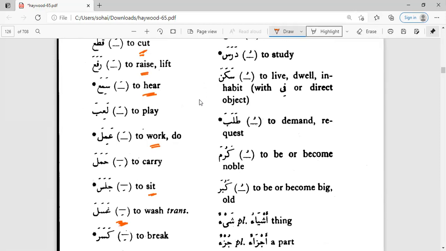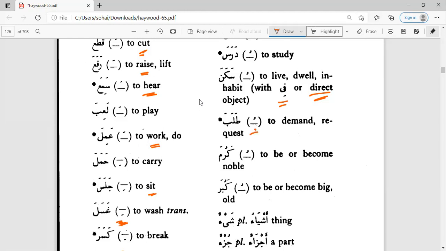So if you want to say, you could either say with fi, or you could use it as a direct object. So you could say askunu fil Saudiya masalan, like if you're in Pakistan, or you could say askunu Pakistan. You could use it with the place you live in, as a direct object, or you could use fi.